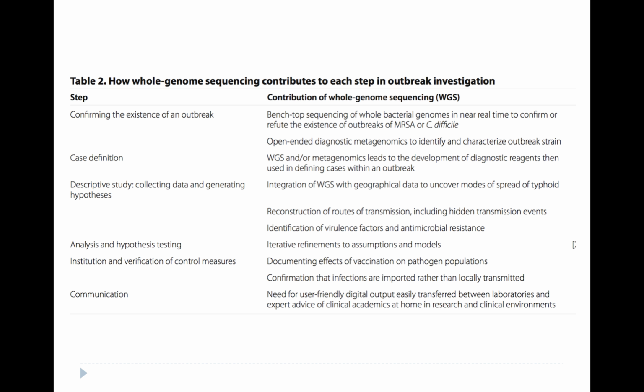You can confirm the existence of an outbreak. You can start to define what is a case in your outbreak by looking at the genome. So, for example, in early days of sequencing TB genomes, they said, well, we're going to say that they're related if they have 10 SNPs or fewer between isolates. And that was a good rule of thumb to say, yeah, these are part of an outbreak. These are people acquiring infection from the same source or from each other. You can collect data, generate hypotheses, do analysis and hypothesis testing. You can check that your control measures are working, and you can also communicate with other labs.